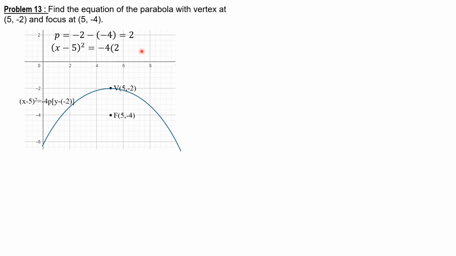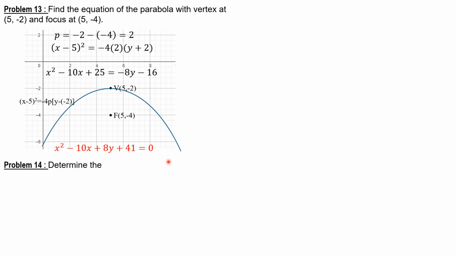(x minus 5) squared equals negative 4 times 2 times (y plus 2). So x squared minus 10x plus 25 equals negative 8y minus 16. Simplifying, the equation of the parabola open downward is x squared minus 10x plus 8y plus 41 equals 0. So that's it.